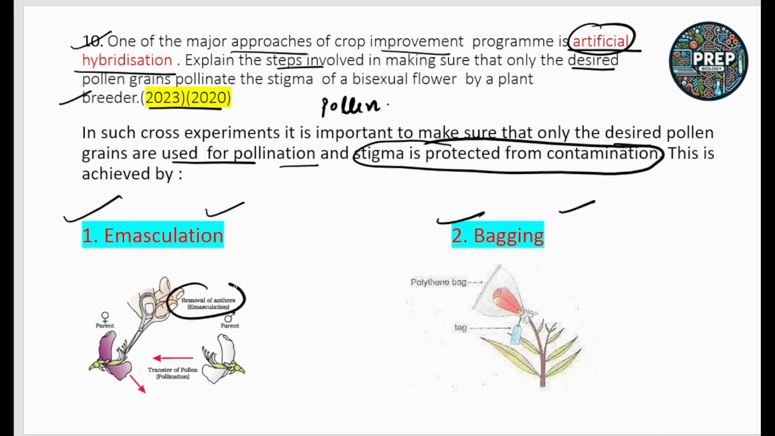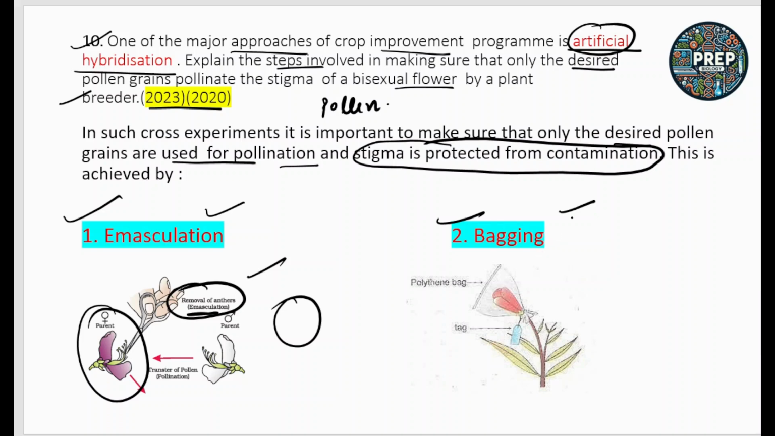What is emasculation? Emasculation is the removal of anthers. So we remove the anthers from the female plant, and we artificially hybridize it with the other male plant. By this, the pollen grains pollinate the stigma of the bisexual flower by a plant breeder. Second technique is the bagging.